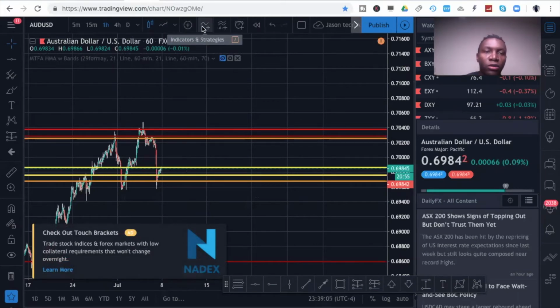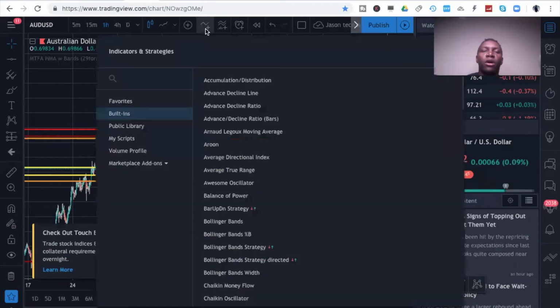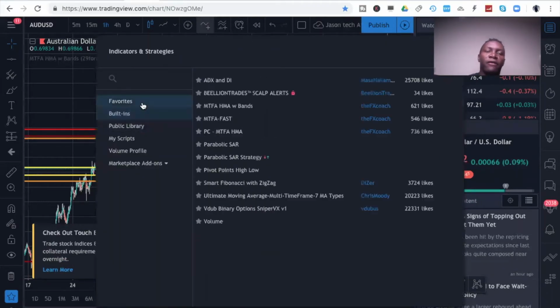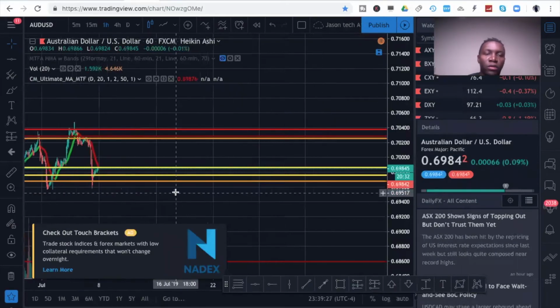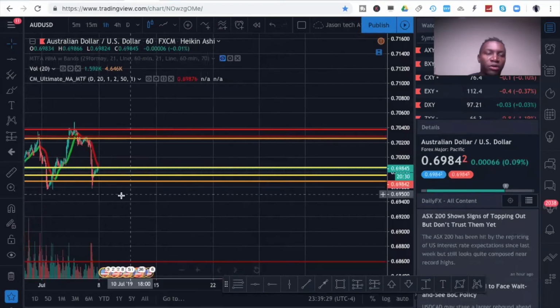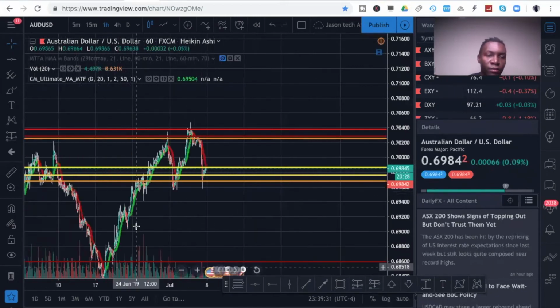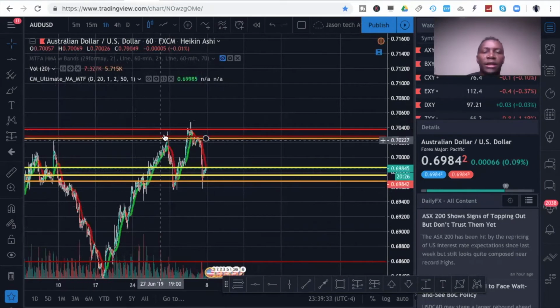So let me go to the indicators and strategies. An indicator that I like to use, I go into my favorites. This is the volume, and my favorite one is the ultimate moving average. This is a moving average that will help you see what is actually going on.